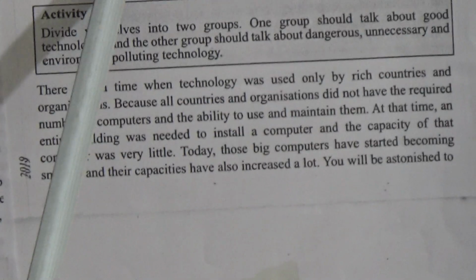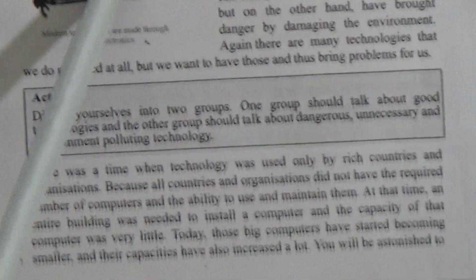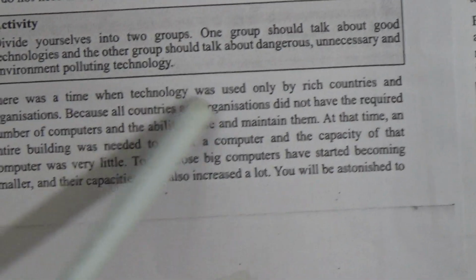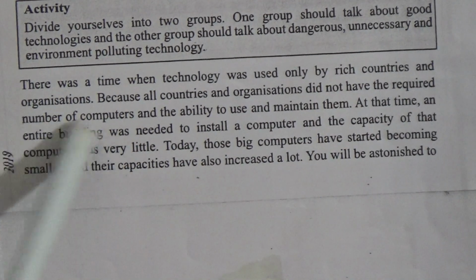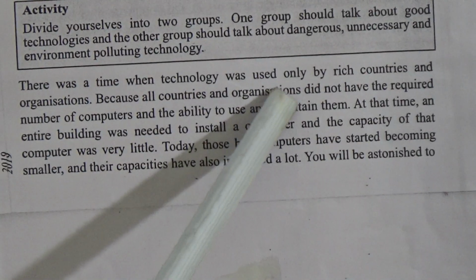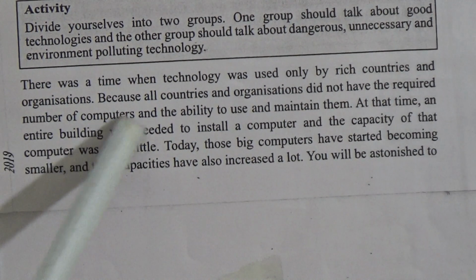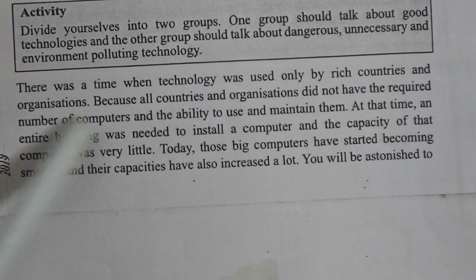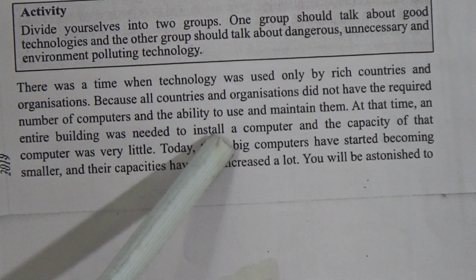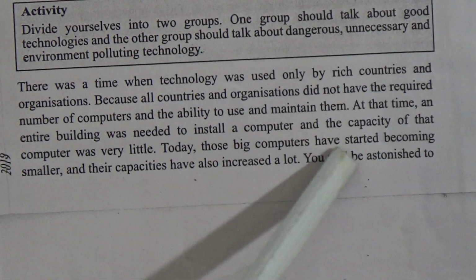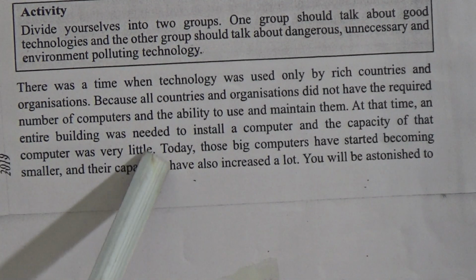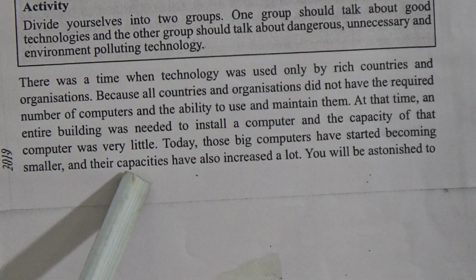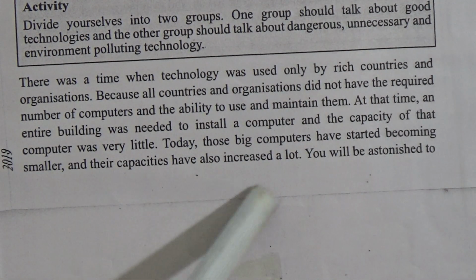Modern technologies are made through digital electronics. This is digital electronics. There was a time when technology was used only by rich countries and organizations, because all countries and organizations did not have the required number of computers and the ability to use and maintain them. At that time, an entire building was needed to install a computer and the capacity of that computer was very little.